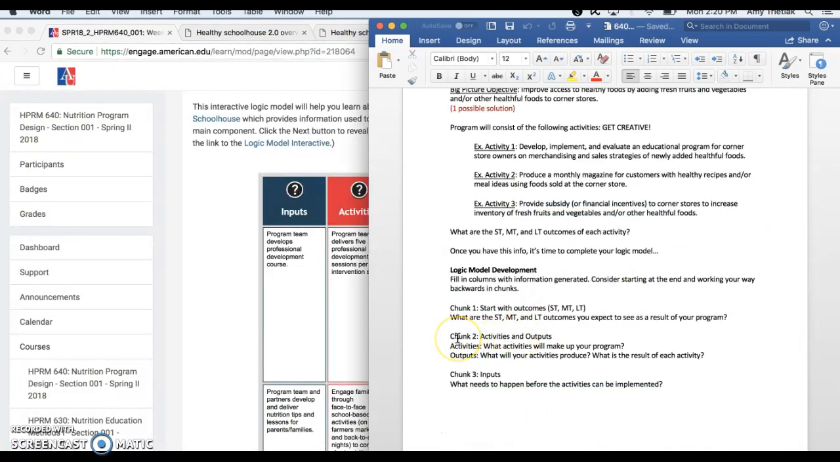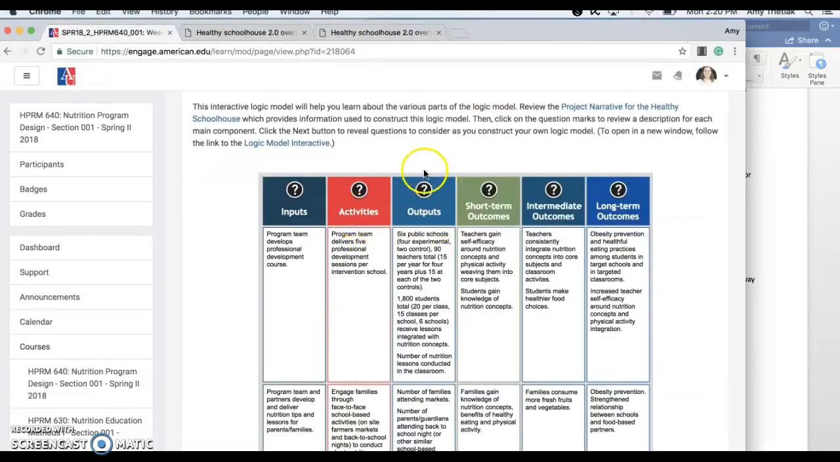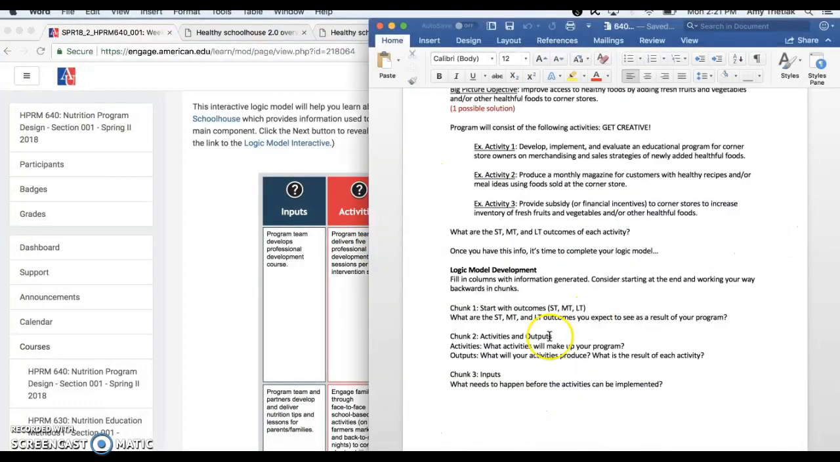The chunk 2, right? So the second step that I would take is now filling out the activities and the outputs. I would go back and do these 2 columns next. So the activities are going to be the activity examples that I came up with here. So what activities will make up your program? And then the outputs, the second part of that, is what will your activities produce? So what is the result of each activity?